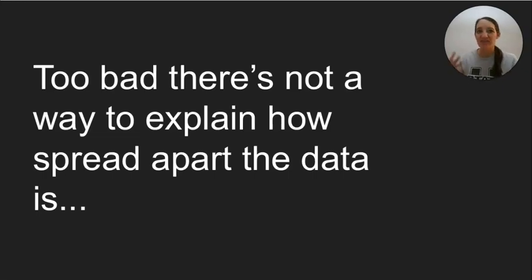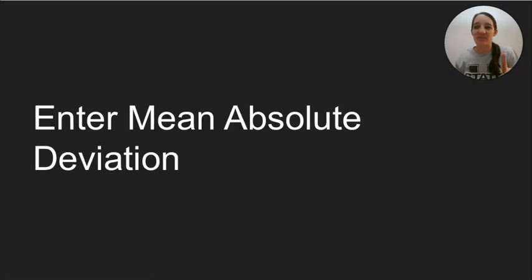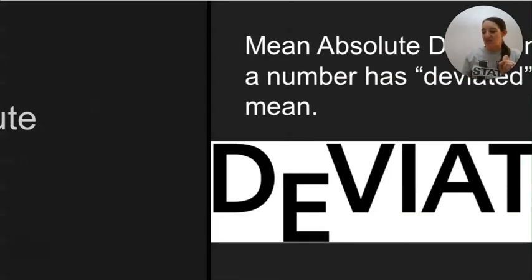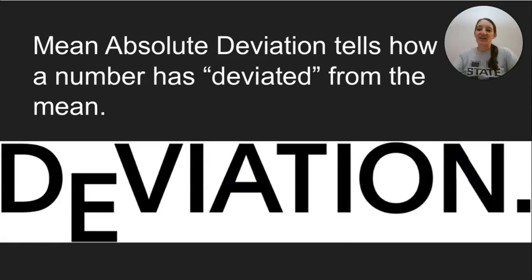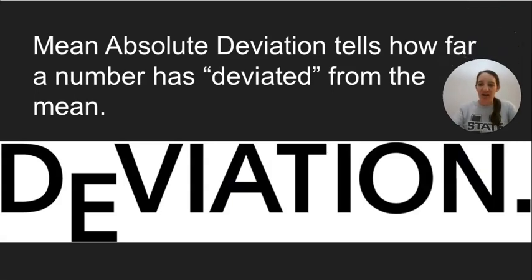So it's too bad there's not a way to explain how spread out the data is. Like, yes, you have your mean, but is there a way to show that that mean has numbers that are way far away or way clumped together? And that is why we're talking about the mean absolute deviation. So the mean absolute deviation tells how far a number has deviated from the mean.